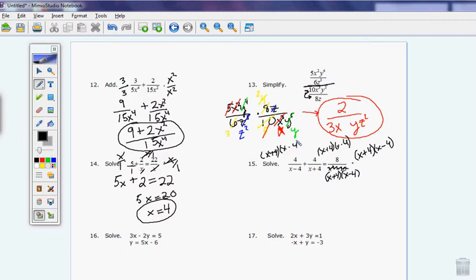x minus 4. Now, we're going to start with the easy one. When we look at the right side, this entirely cancels with that, and this cancels with that, so all we have on the right side is just 8.